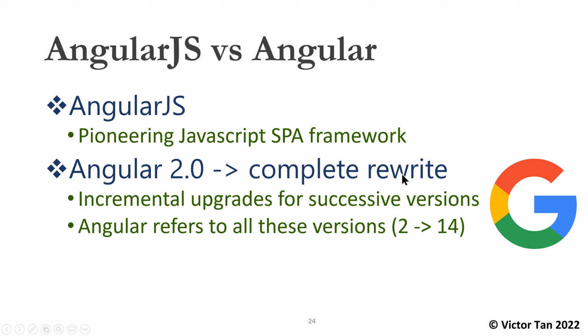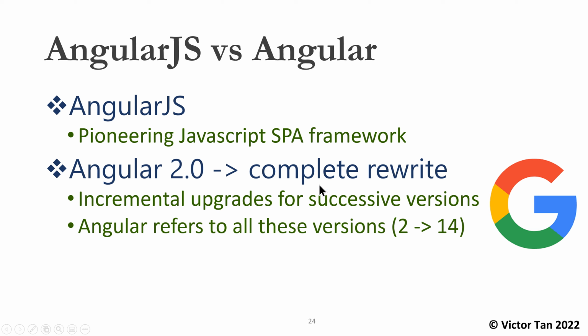All the subsequent versions, from Angular 2.0 onwards up to the latest version of Angular, which at the point of this presentation is 14, but it may already have moved on. From Angular 2 to 14 onwards, pretty much all these successive versions are nearly the same because they only involve incremental upgrades. So the major change was going from AngularJS to Angular 2.0. It was a totally complete rewrite.